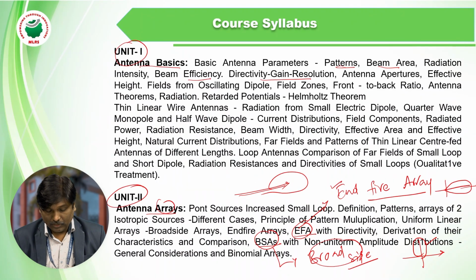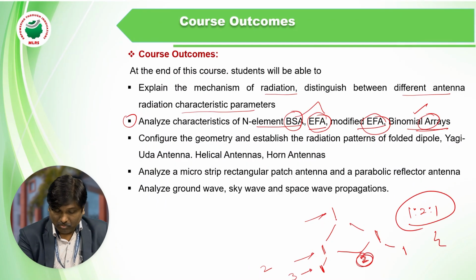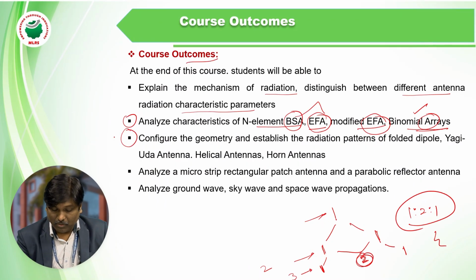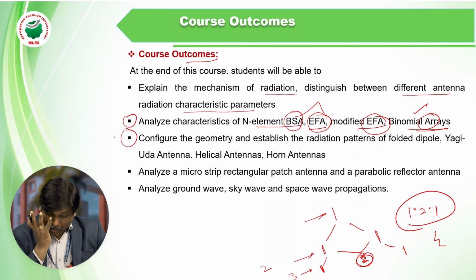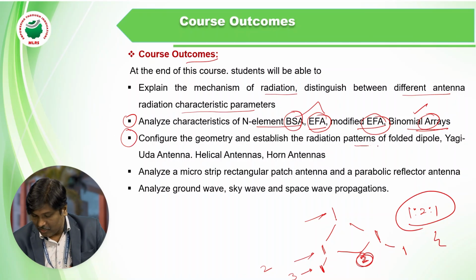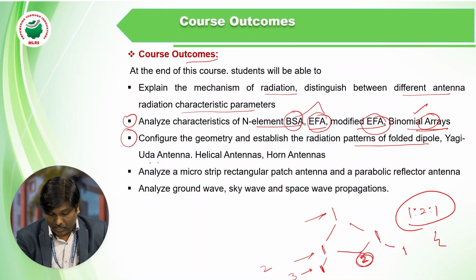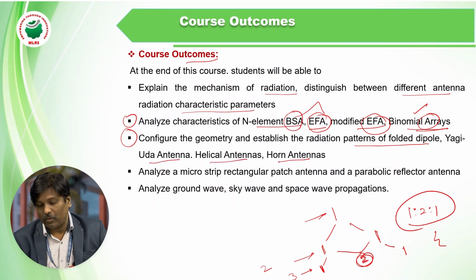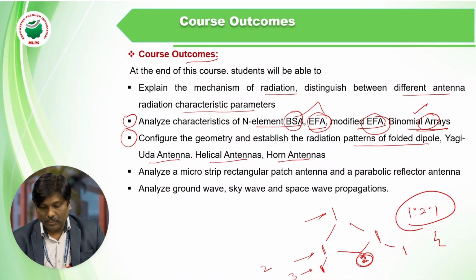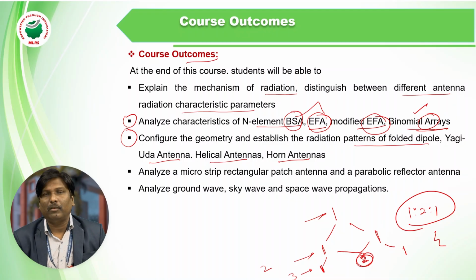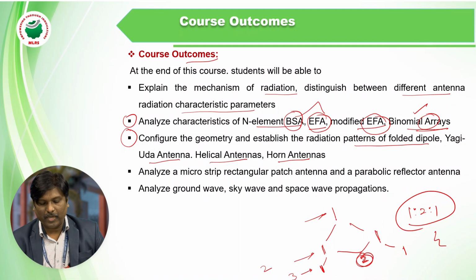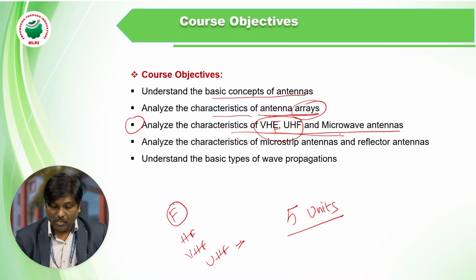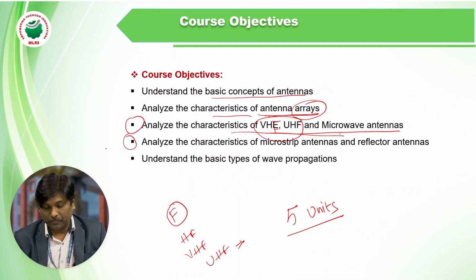So guys, what is our outcome in the course outcomes? The third outcome is to configure the geometry and establish the radiation patterns of the folded dipole, Yagi-Uda antenna, helical antenna, and horn antenna. So in the third unit, we concentrate on four different antennas: Yagi-Uda, folded dipole, helical antenna, and the horn antenna. That is our outcome. Next, move on to the fourth objective.